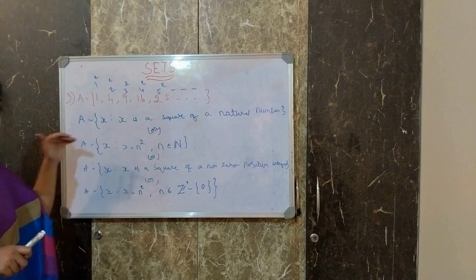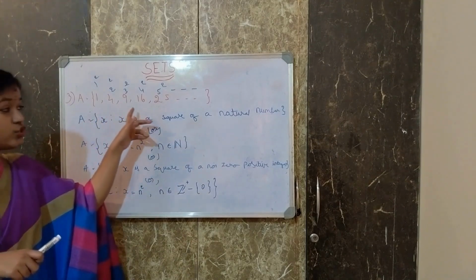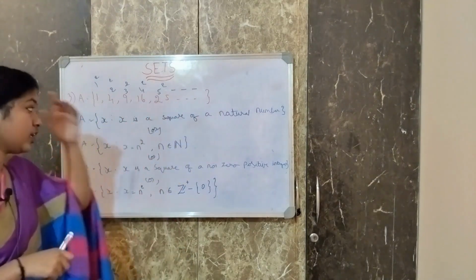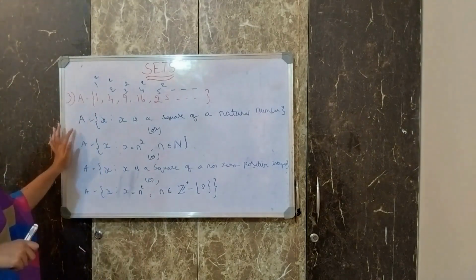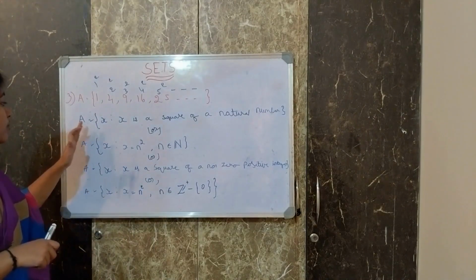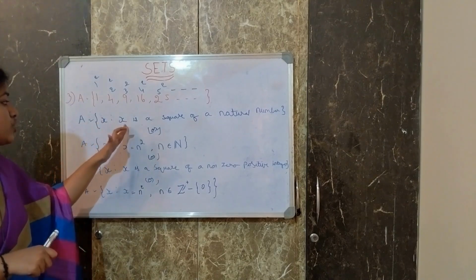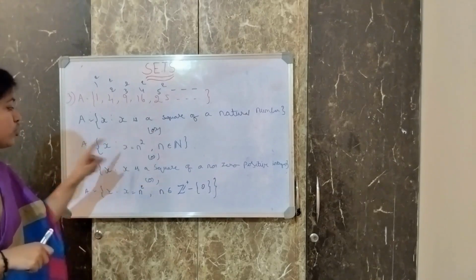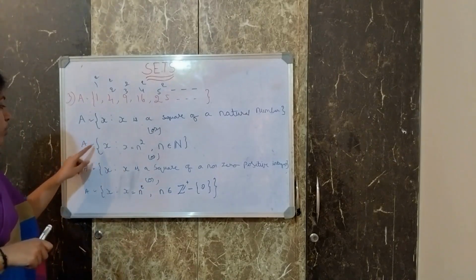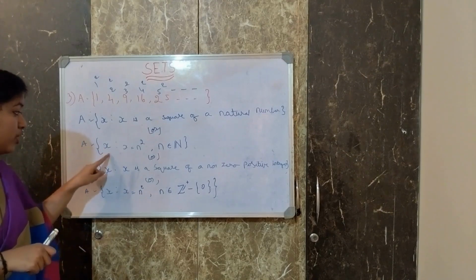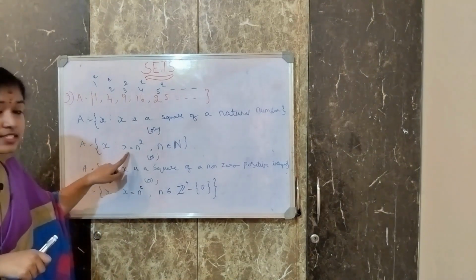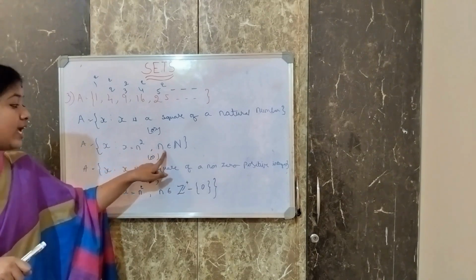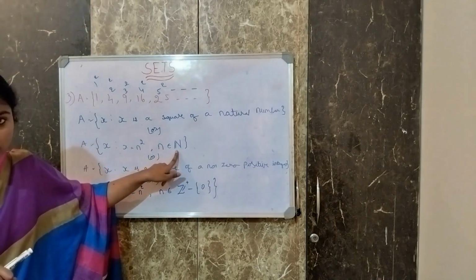How can we represent this in the set builder method? The question is to represent this in the set builder method. So we are representing this set in the set builder method. A can be written as the set of all x such that x is a square of a natural number. Or you can also denote it as A equal to the set of all x such that x equal to n square, where n belongs to the set of natural numbers.